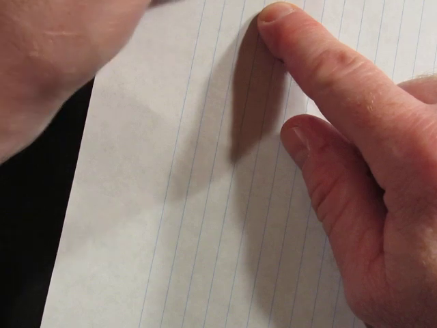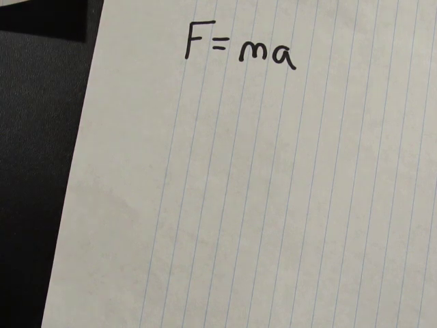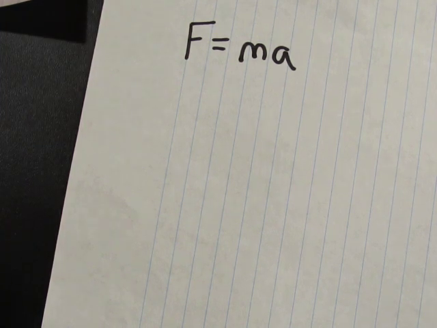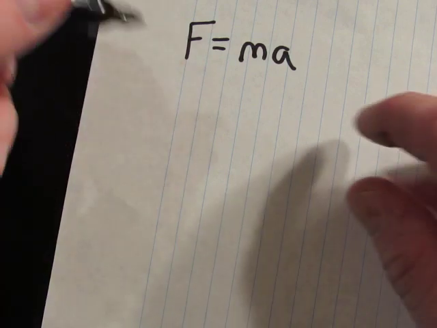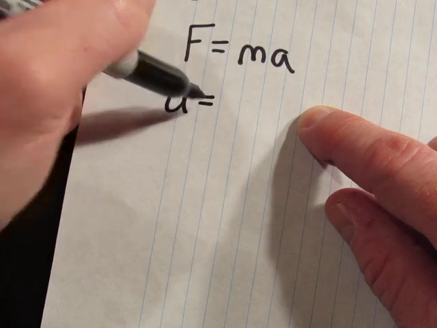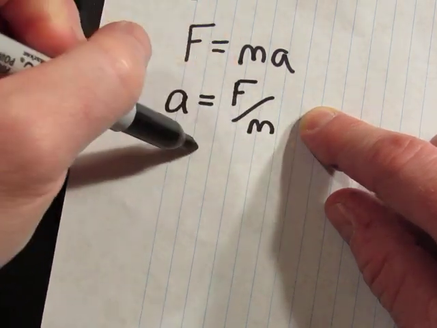Let me grab another sheet of paper and put this under the camera. So remember, force equals mass times acceleration. So you can always solve for acceleration when you have force. And that's the whole point of these questions. Put all the forces together and get one overall force so that you can use this formula and solve for acceleration. So acceleration will be force divided by mass.